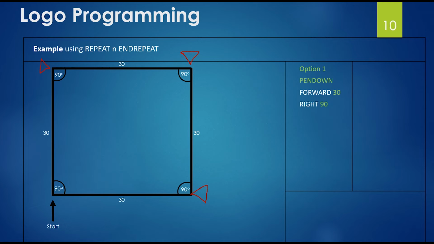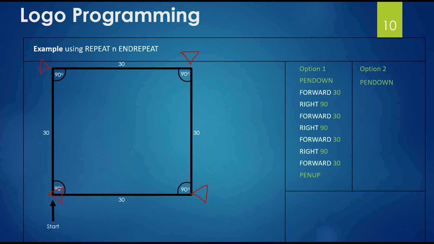So forward 30, right 90, forward 30, right 90, forward 30, right 90, forward 30, and at the end when it comes here again, you can just use pen up. Now option 2, when using repeat and end repeat. So pen down, it will be here as usual.